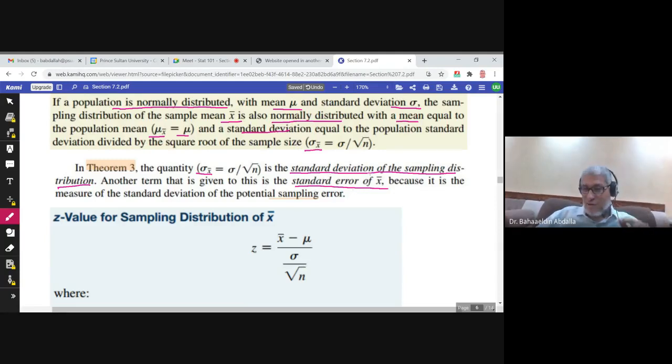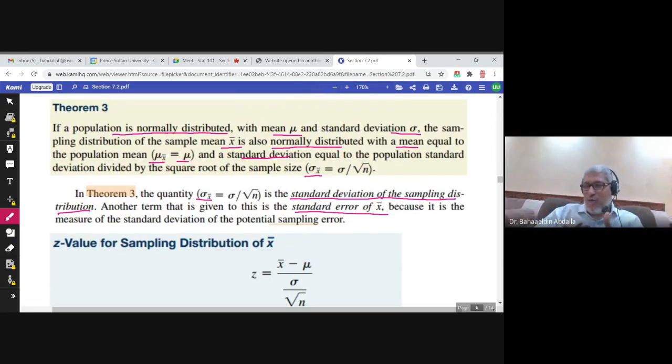But the standard error of X bar is sigma X bar, because it's the measure of the standard deviation of the potential sampling error. What can we conclude from all of this? What can the questions be about this idea? Well, since the distribution of X bar is normal, I can ask you about the probability of X bar greater than, or less than, or between, and find the value of X bar. The same questions we asked about X, any normal distribution in chapter 6.